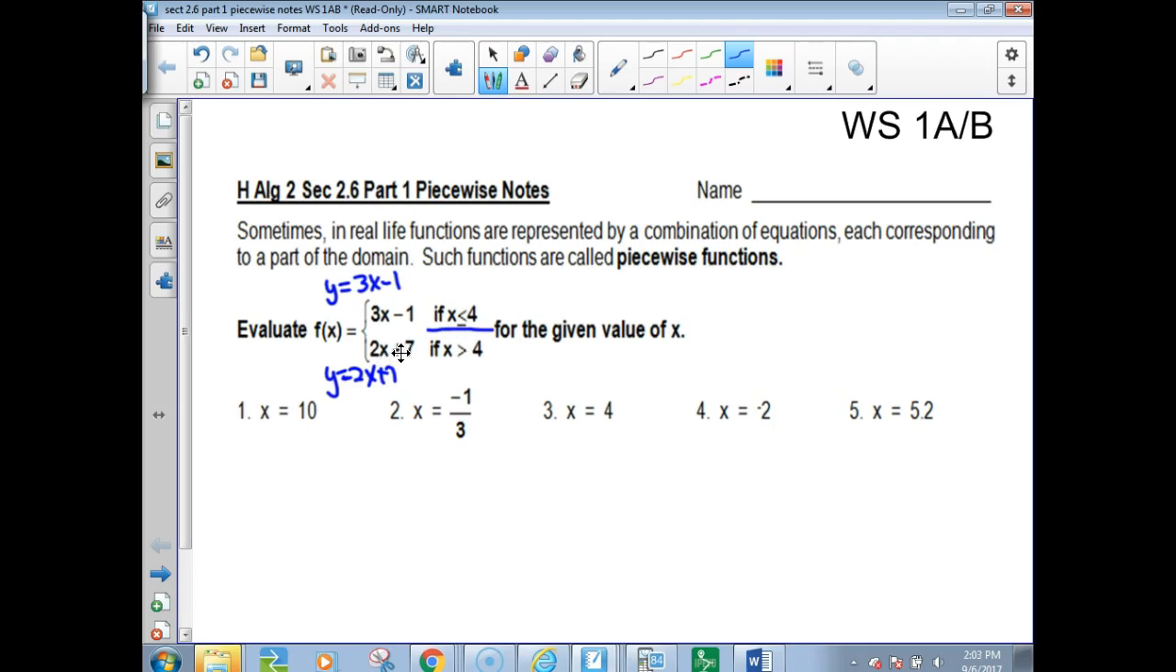Okay, and evaluate. When x is 10, which one will we plug it into? x is bigger than 4, so I'll plug it in the second one. That would be 27. Number 2, we have x equals negative 1/3. That's smaller than 4, so we plug it in the first one. 3 times negative 1/3 would be negative 1. Negative 1 minus 1 is negative 2.